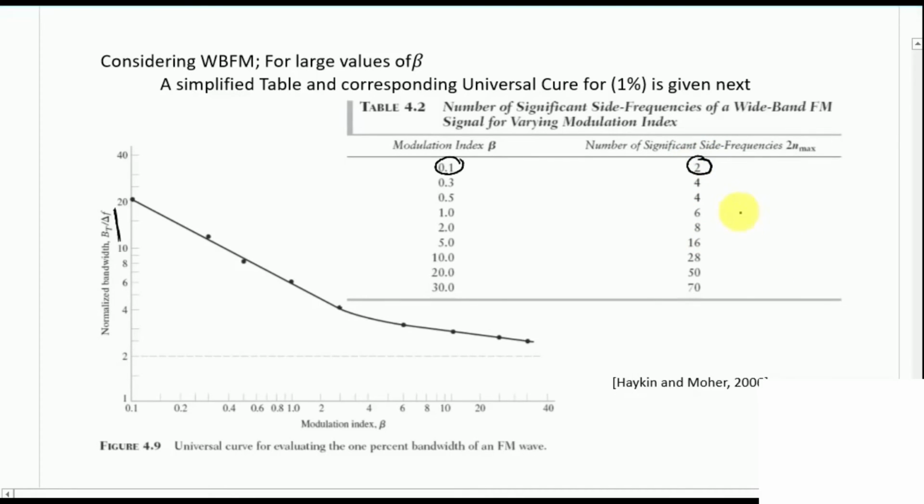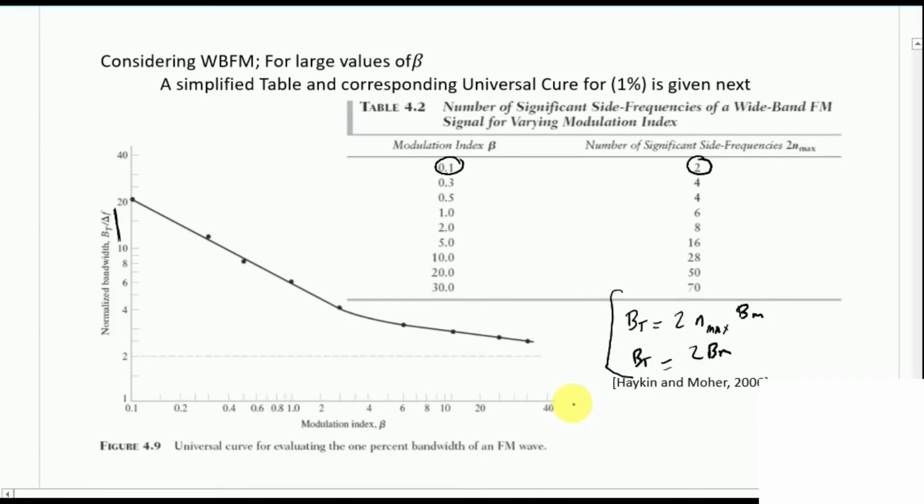From this table we can express that the bandwidth BT of the transmitted signal, or of the frequency modulated signal, is equal to 2 n max times the bandwidth of the message signal. This 2 n max is simply 2, so 2 times BM. That is the bandwidth of the message signal, which is in agreement with our narrowband FM discussion.